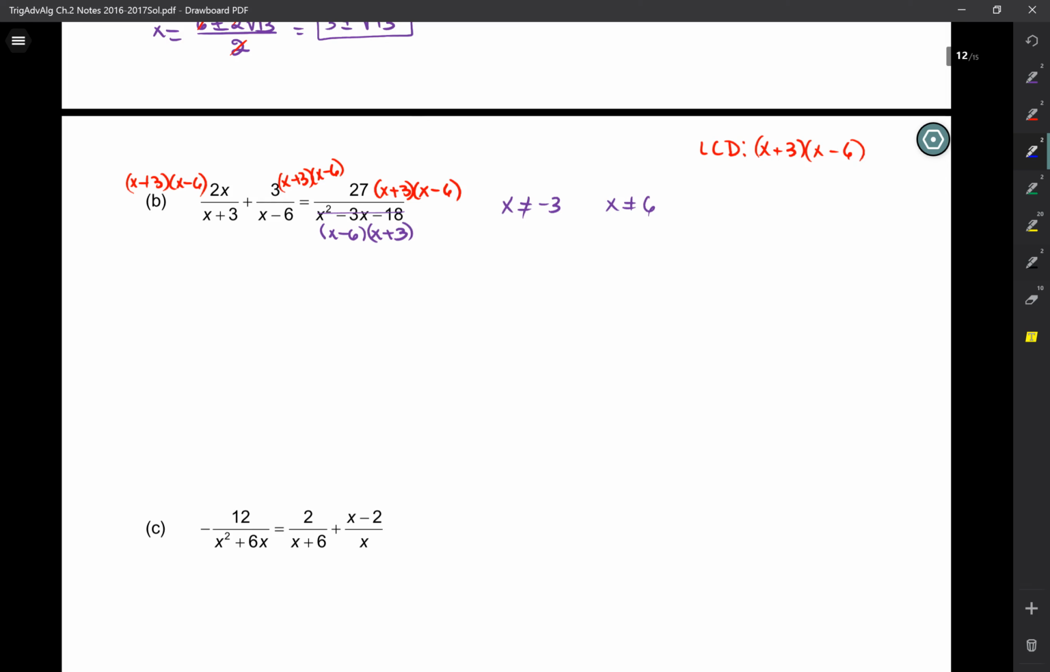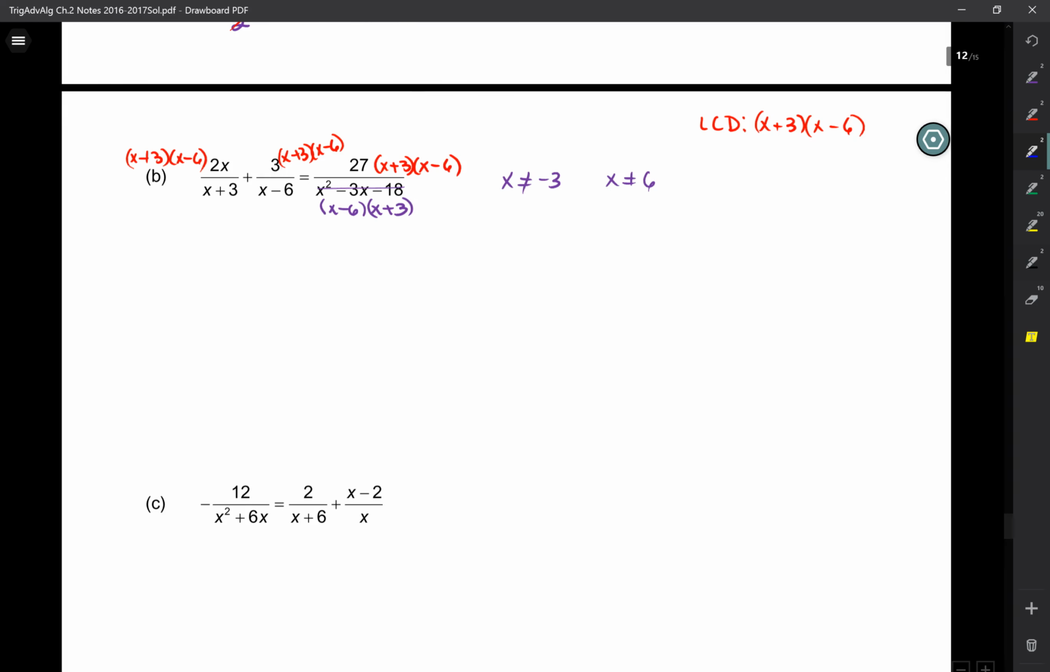Now, an x plus 3 cancels with the x plus 3. What cancels here? X minus 6. Here, they both cancel. So now, from the first term, I have a 2x and an x minus 6 left. Then I have a plus 3 and an x plus 3. Then I have equals 27. Look, the fractions went away.